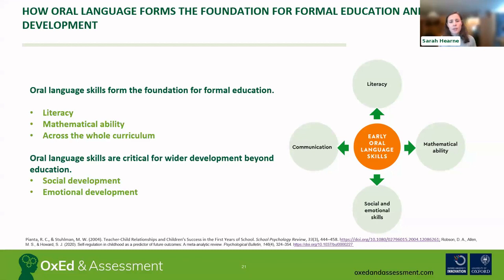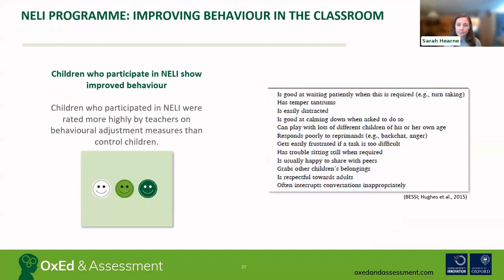Then in terms of emotional development, good language skills help children to express their emotions and to regulate their behaviour. Research shows that children with better language skills have better self-regulation skills than children who have poorer language skills. And all of this, of course, contributes to their happiness and their self-esteem, and by extension, their engagement with learning at school and their later success.